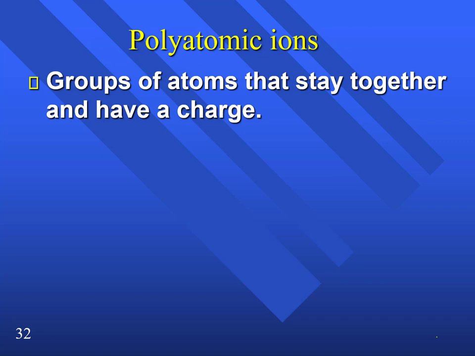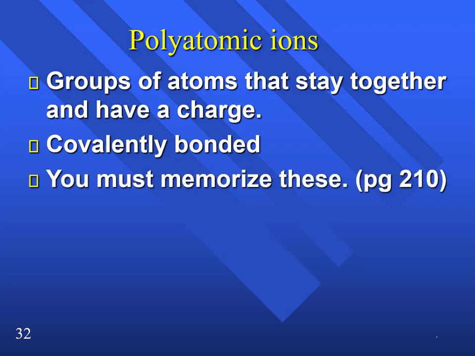Last chapter, we identified polyatomic ions as groups of atoms that stuck together and had a charge. And last chapter, we drew them and saw how they were covalently bonded. Remember, we had to do the math because they always had extra or fewer electrons. That list I've given you, you have to memorize it. I got it off page 210 in your book.